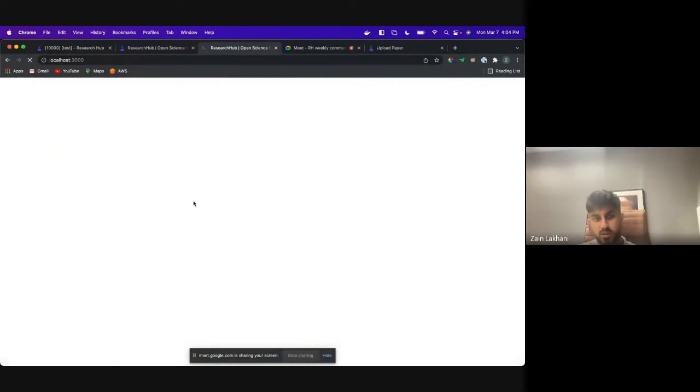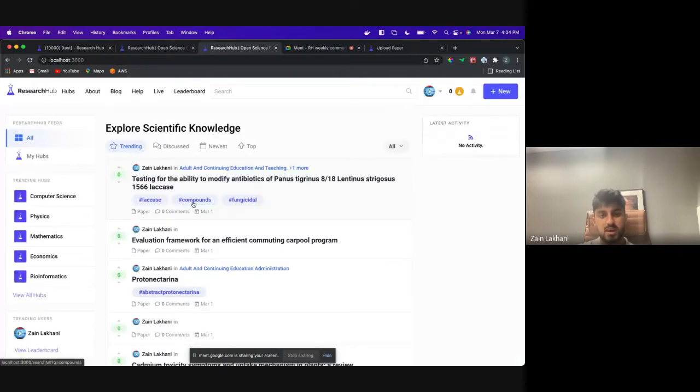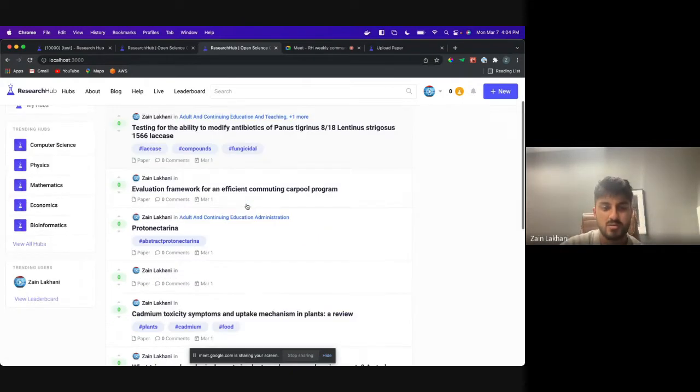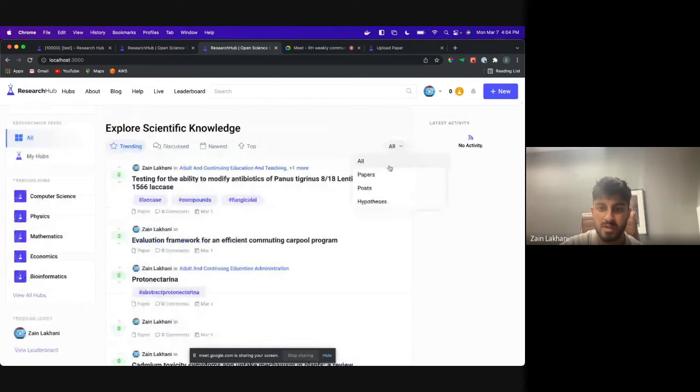And the idea is when you click on one of these tags, it'll basically show you a list of all papers associated with that tag, right? So if I click fungicidal, it'll show me all papers relating to fungicidality, or however you pronounce that word. And you can filter through the same way you'd be able to now, like based on papers, posts, hypotheses, discussed, newest, top, that wouldn't change.